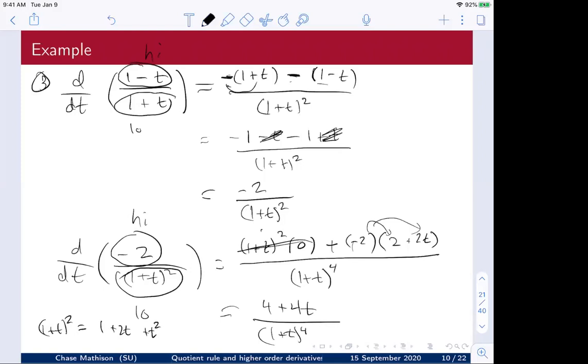That just becomes a positive 2 right there. Yeah, because it was minus negative 2. Yeah, exactly.